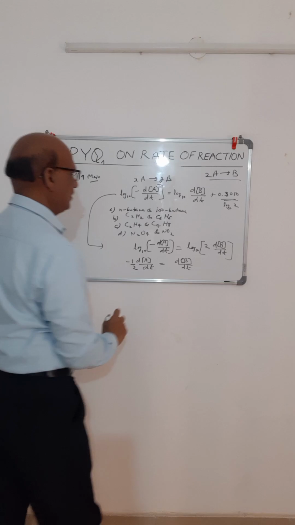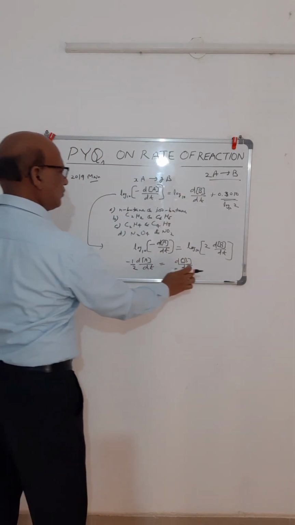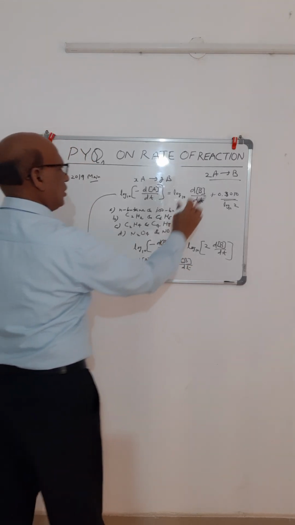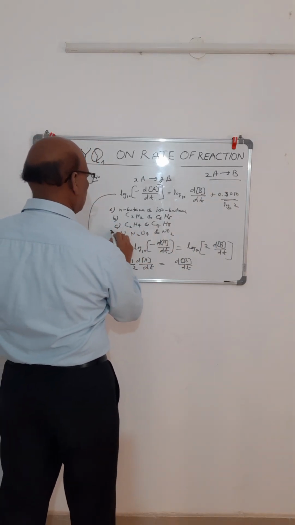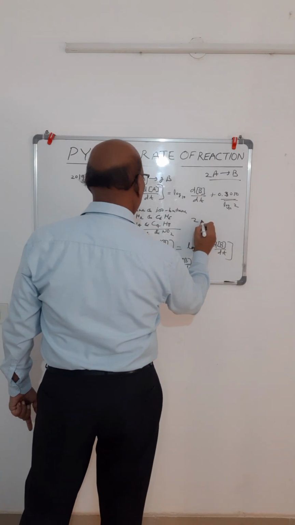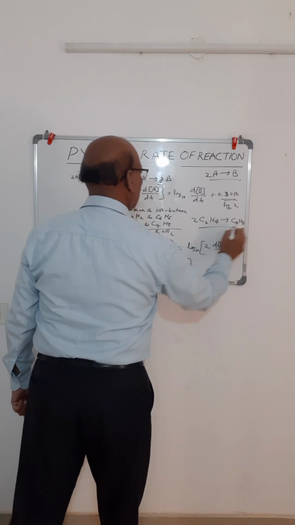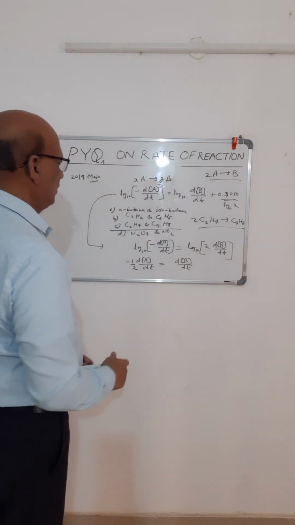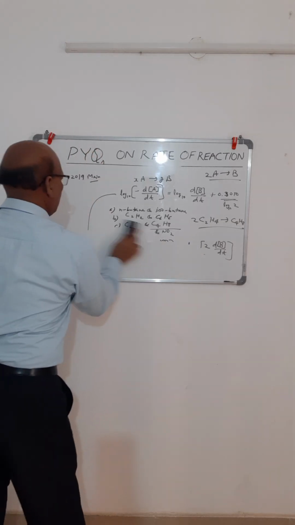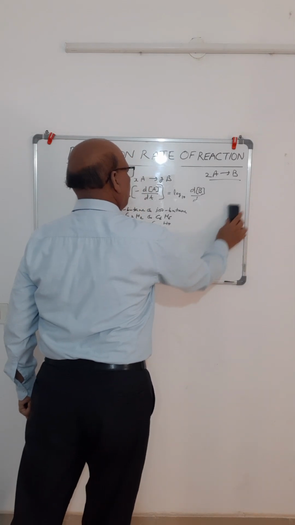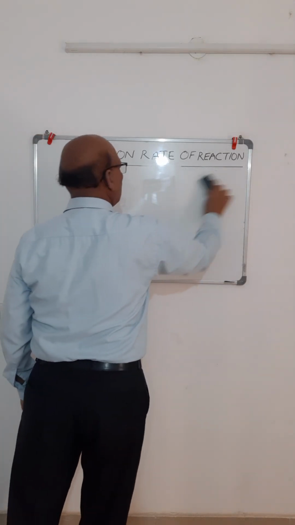If I write this reaction, its rate will be given by minus 1 by 2 dA by dt equal to dB by dt. So we can say that 2A gives B. This is possible only in option C, because 2 of C2H4 can give C4H8. So we can say the C option is correct. That is how we can find out the relation between rate of appearance, rate of disappearance, and rate of reaction.